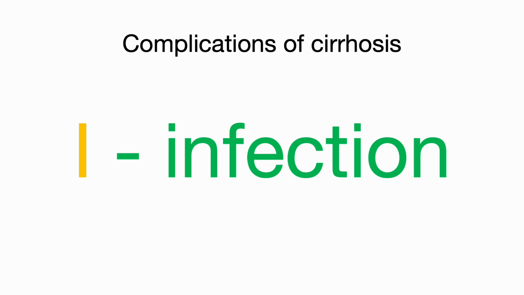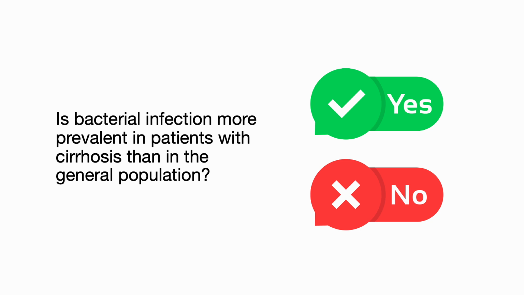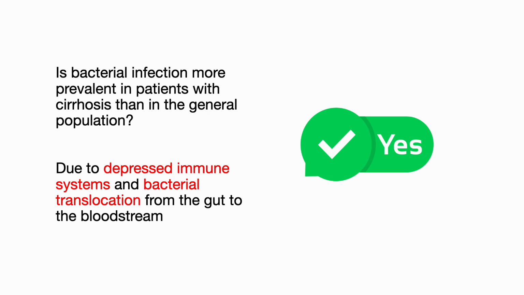Now let's talk about I for infection. Yes or no? Is bacterial infection more prevalent in patients with cirrhosis than in the general population? The correct answer is yes. Bacterial infections are more prevalent in patients with cirrhosis than in the general population. This increased prevalence is hypothesized to be due to depressed immune systems and bacterial translocation from the gut to the bloodstream.